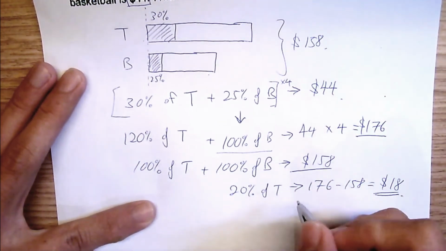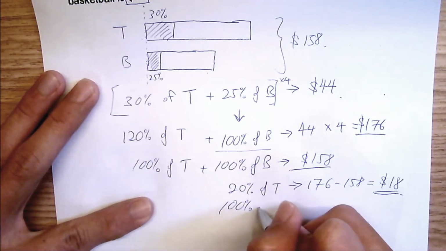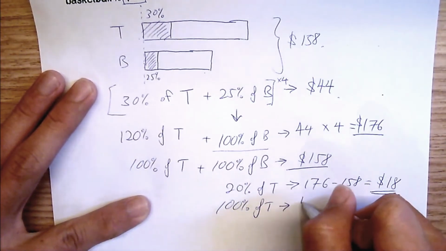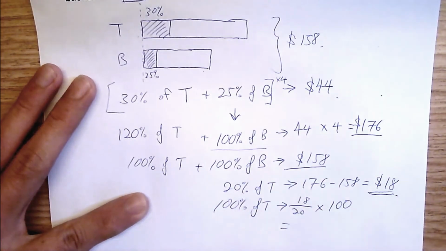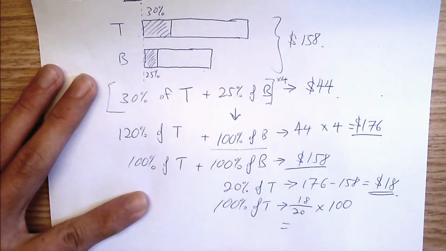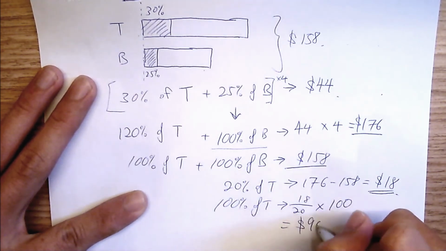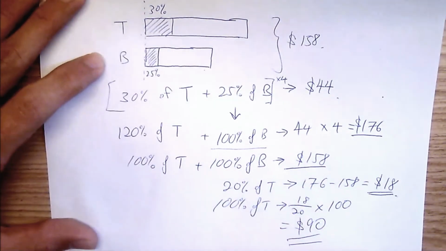So can I find 100% of tennis racket? 100% of tennis racket will be 18 divided by 20 multiplied by 100. I'm going to use my calculator for this, saving us some precious time. So 18 divided by 20 multiplied by 100, giving us $90. Okay, so this is $90. Right, this is how you're going to do it.